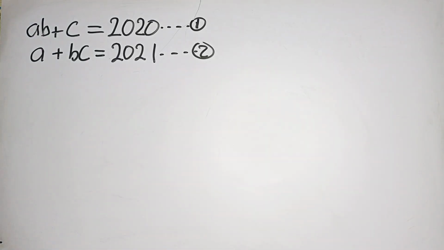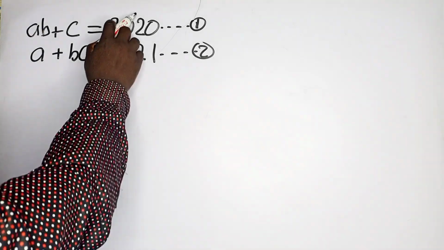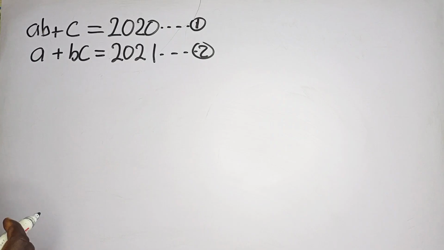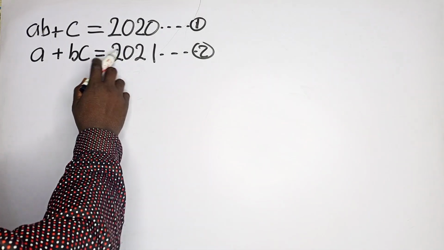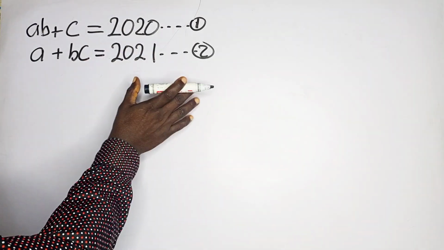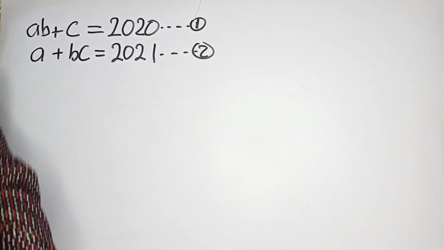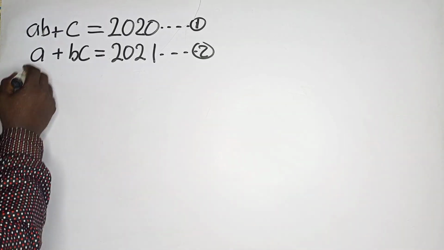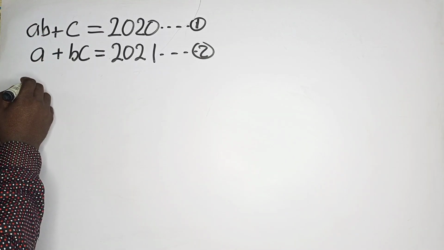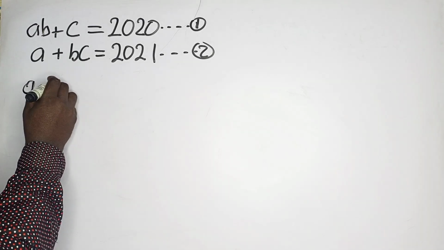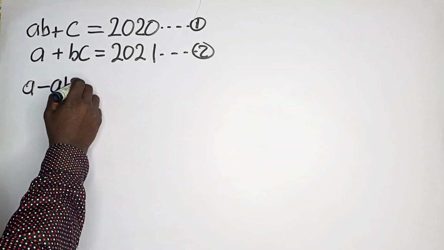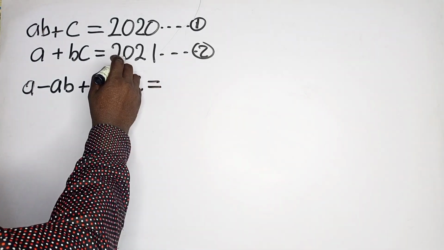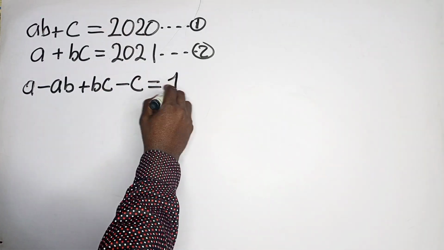The best algebraic manipulation, since this number is greater than that number, will be equation 2 minus equation 1. Let's carry out that exercise. 2021 is bigger than 2020, so we take equation 2 minus equation 1 and see what we obtain on the left-hand side. We'll definitely obtain an expression which is factorizable. So we have a minus ab plus bc minus c is equal to 2021 minus 2020, which is 1.